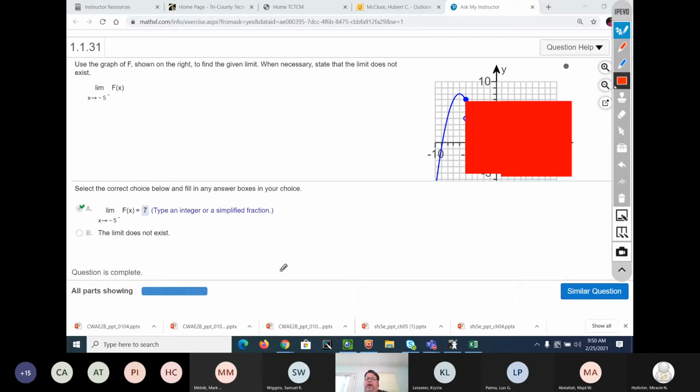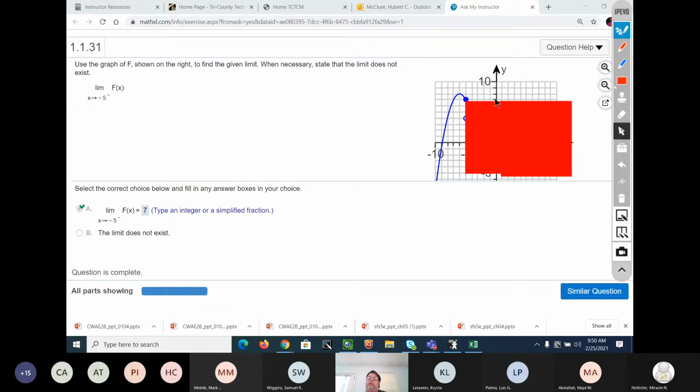So if I cover up the right side, the only thing left is the left side. So as I approach x is equal to -5, there's -5 right there. I'm coming from the left. Then what is my function approaching?